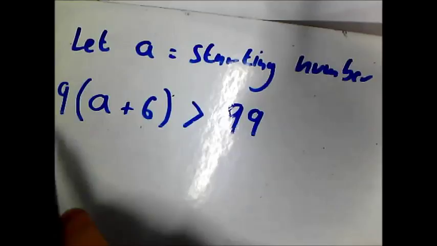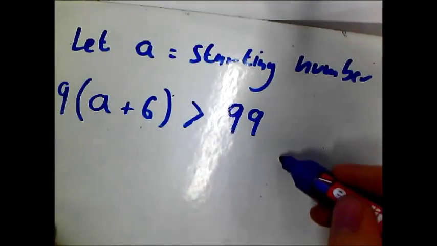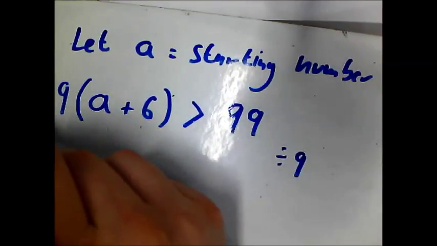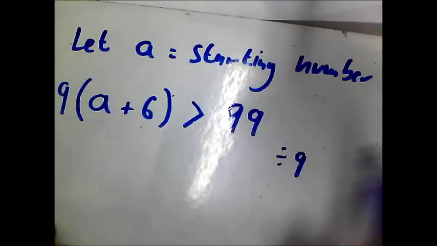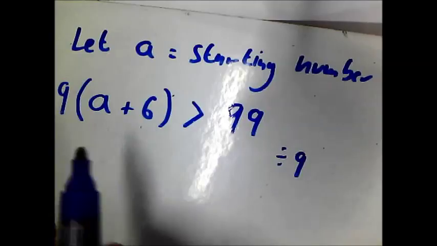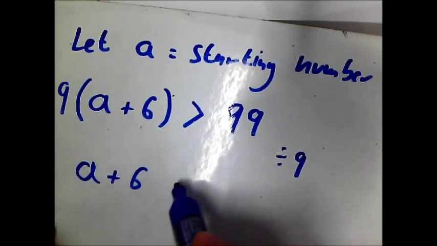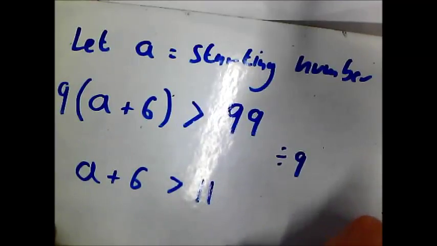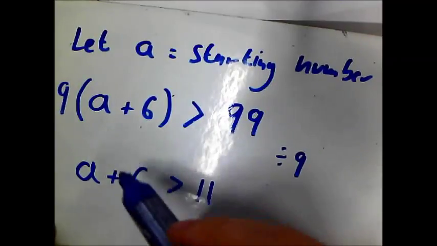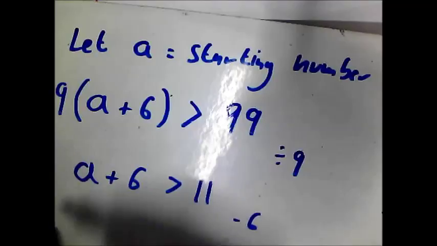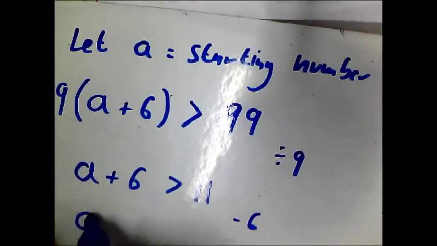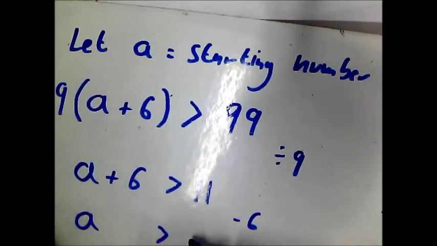So let's find out what my possible number could be. So first, I want to get rid of this multiply by 9 by dividing by 9. Also, you might have chosen to expand out the inequality, it will still work. Okay, so divide both sides by 9, I get a plus 6 is greater than 11. And then get rid of this add 6 by taking away 6. So a has to be bigger than 5.